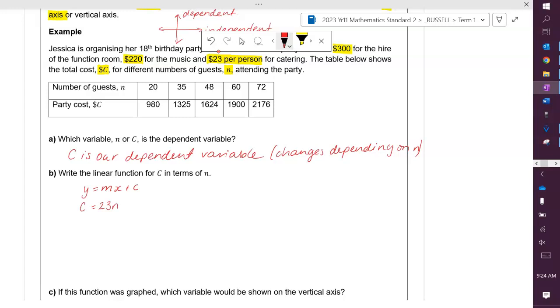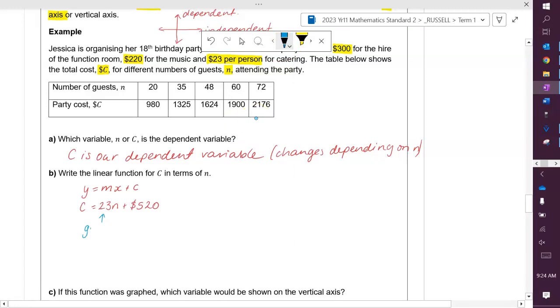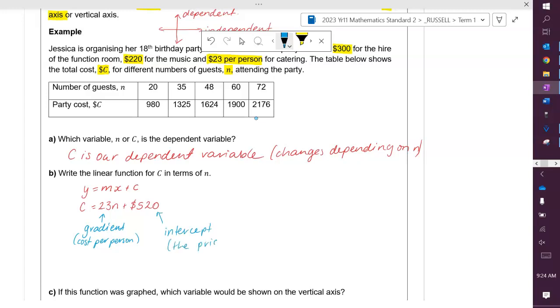And then the c is the variable that doesn't change here. So the amount that she needs to pay regardless of how many guests is the $300 for the hire and the $220 for music. So that gives us $520. So just so we know what these are, this is our gradient, or the cost per person. And this 520 is our y-intercept, which is the price regardless of the number of people.